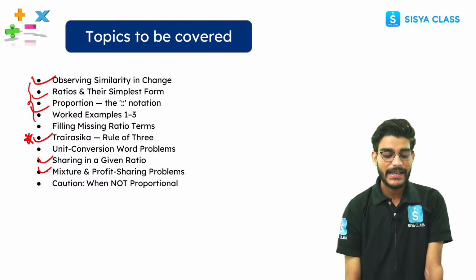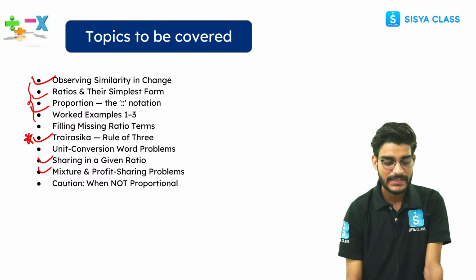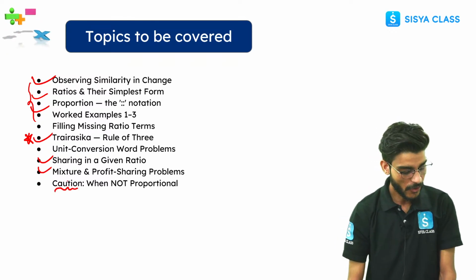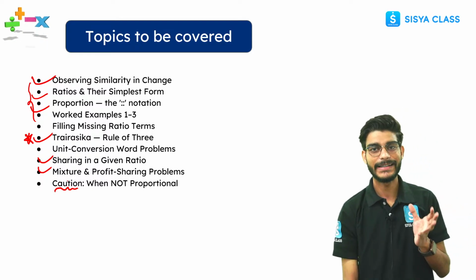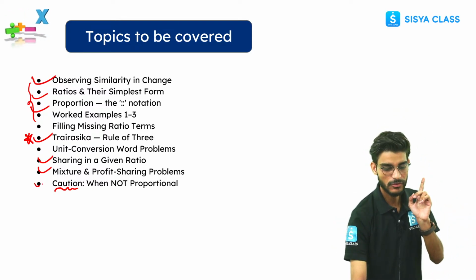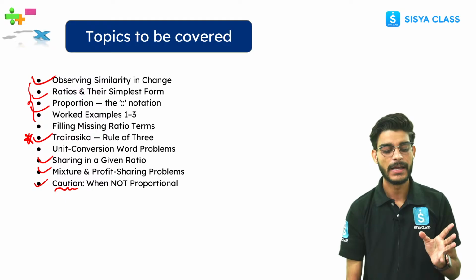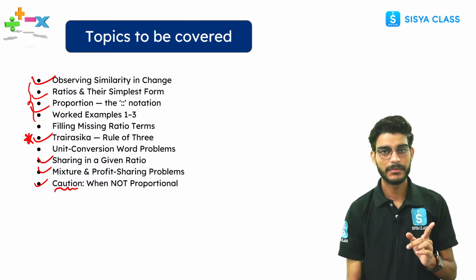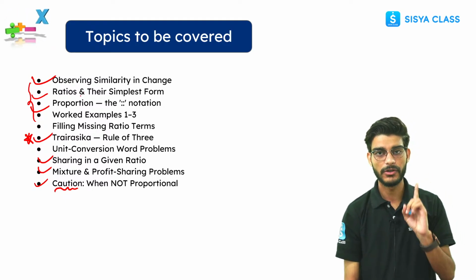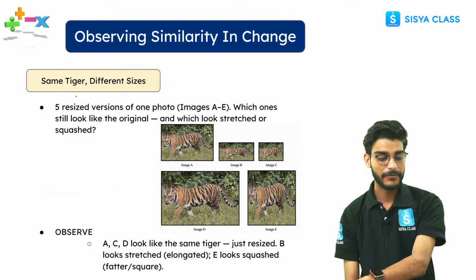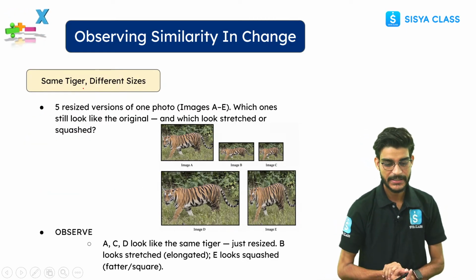can we use proportionality everywhere? This is a caution for you. If you want to know where we can use proportionality, watch till the end. If you don't know the index, don't worry, I'll try to keep it very simple. At the end of the class, please come back to this index. You will know everything. So let's start with observing similarity in changes.